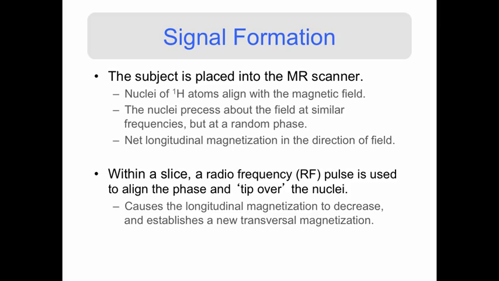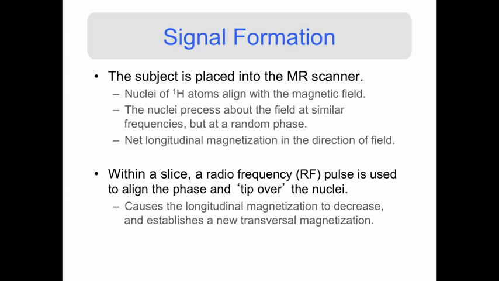Now, the hydrogen atoms precess about the field at similar frequencies, the Larmor frequency, but at random phase with respect to each other. So each nucleus is a spinning top, and they're spinning out of phase with each other. There is a net longitudinal magnetization in the direction of the field.